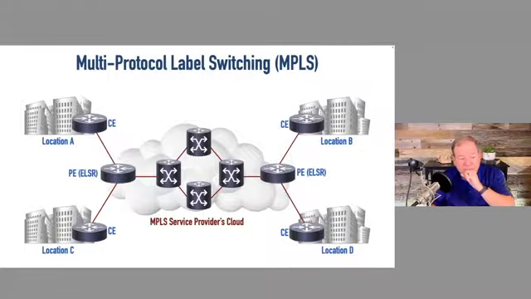And here's the key. Let's say that we're going to a network of 10.1.1.0/24. And that PE router on the left says, oh, that's going to be a label of 400. Is it going to be 400 on the next router inside that cloud and the next and the next?